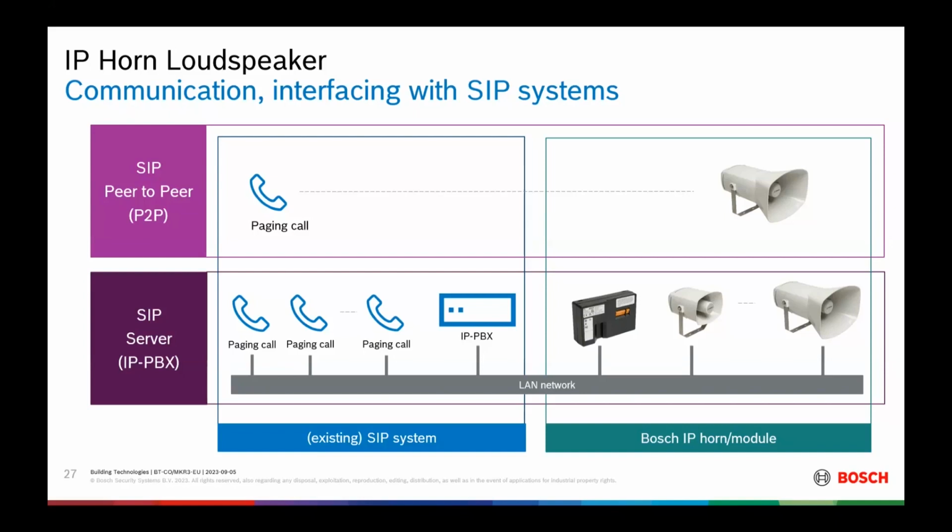In the IP Horn and IP AMP module, you can create two types of SIP accounts. A peer-to-peer account, applicable for direct SIP phone to IP Horn or IP amplifier module communication, and a registrar account, applicable if the IP Horn is connected to a SIP server. Two-way SIP communication is possible with the IP Horn speaker and one-way with the IP amplifier module.